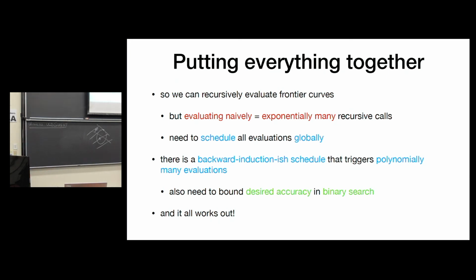But it's generally exponentially many queries. But it turns out there's a way to schedule these queries in a global way, in a kind of backward induction-ish manner. So we only have polynomially many evaluations. And the numerical issue works out, everything works out, that's it.